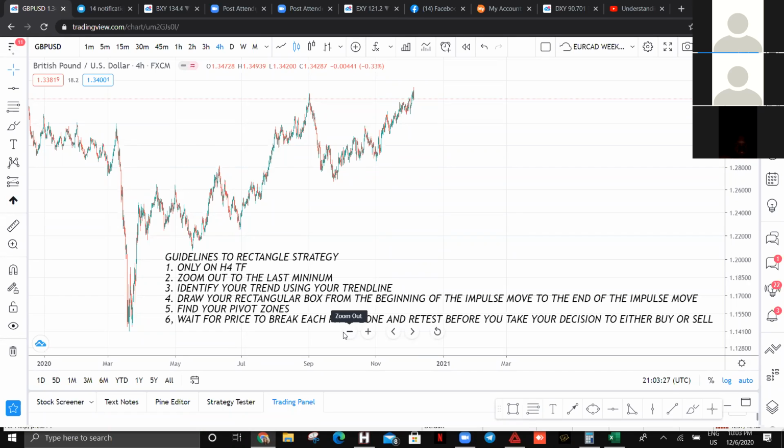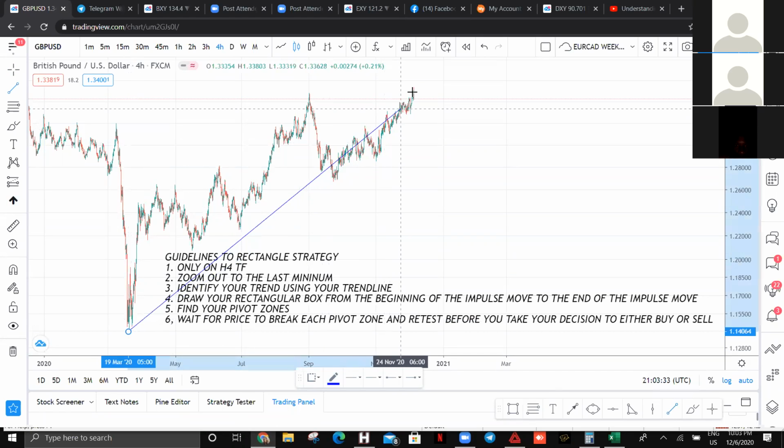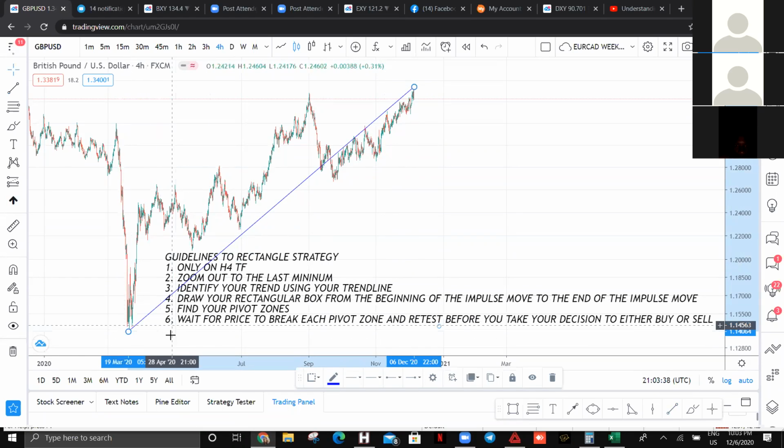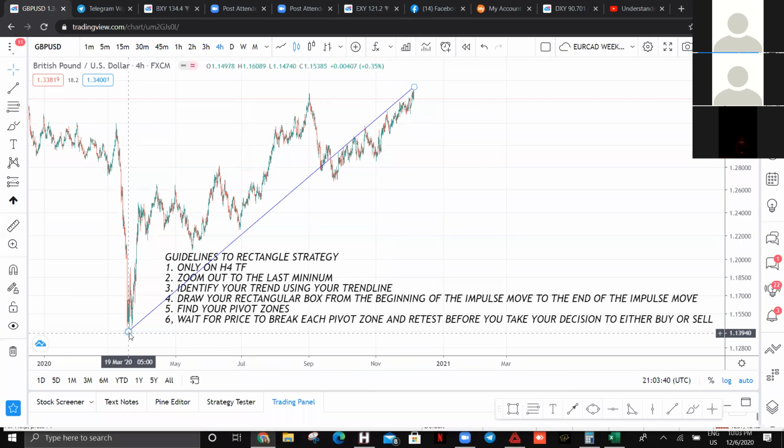Identify your trend using your trend line. You pick your trend line. This is my trend. You can see it here. It's going up from the tip of the trend I just identified to the high of it. You can see that this is the box where I want to draw my rectangular box. Identify your trend, as number 3.